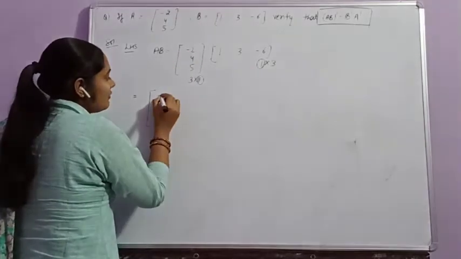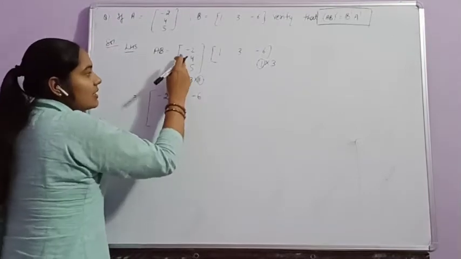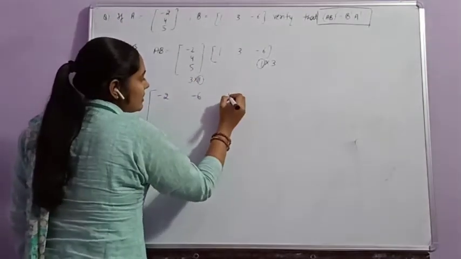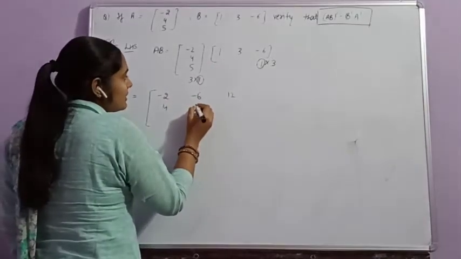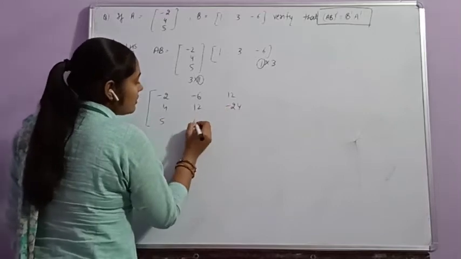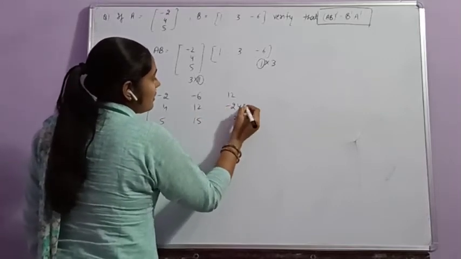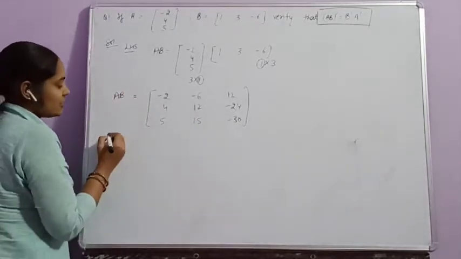-2 is multiplied with 1, -2. -2 multiplied with 3, -6. -2 multiplied with -6, plus 12. Similarly, 4 is multiplied with 3 elements. Next, 5. That is AB. Now we have to find its transpose.